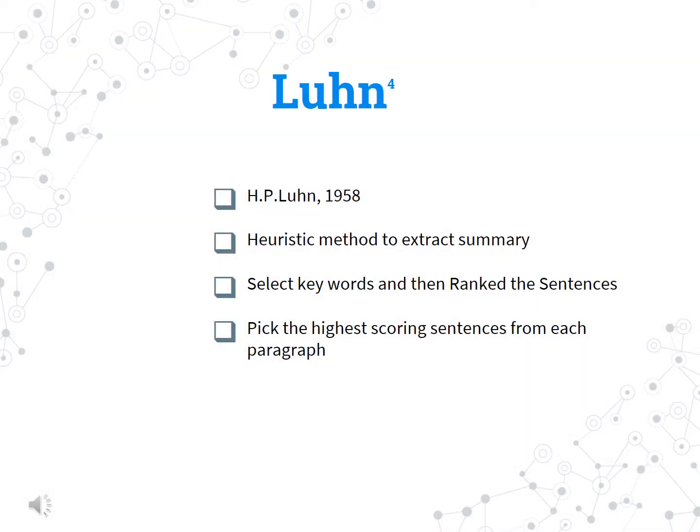The Luhn algorithm, published by H.P. Luhn in 1958, is a heuristic method to extract a summary. It selects keywords and then ranks the sentences, and then picks the highest scoring sentence from each paragraph.